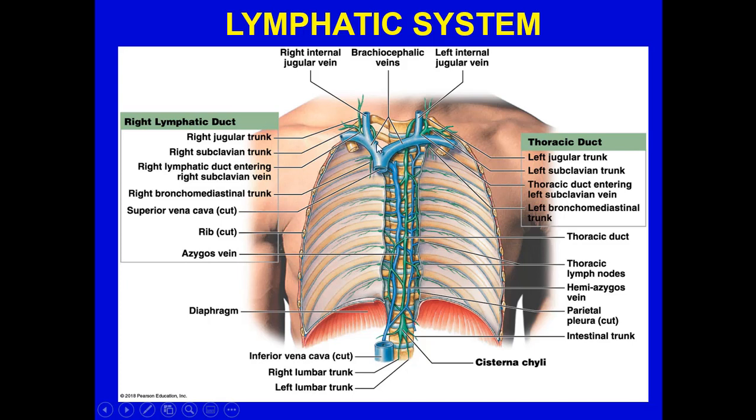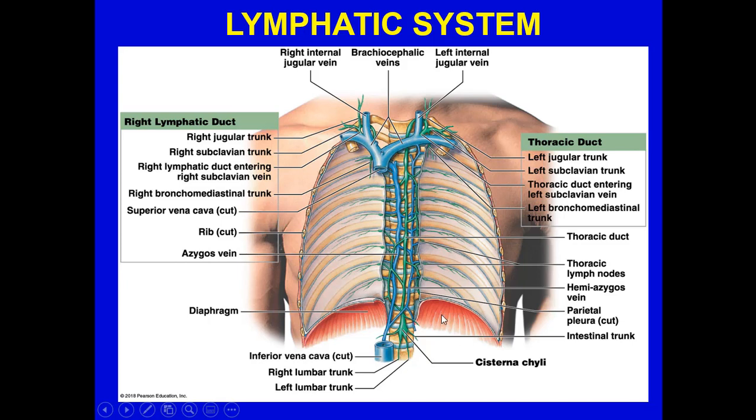This is entering the right subclavian vein, right at this particular point. Okay, these are the brachiocephalic veins. This is the right and the left internal jugular veins. Okay, and so what happens is just at that junction point, right about here, you have lymph from the right side of the body. Now, what about the left side?